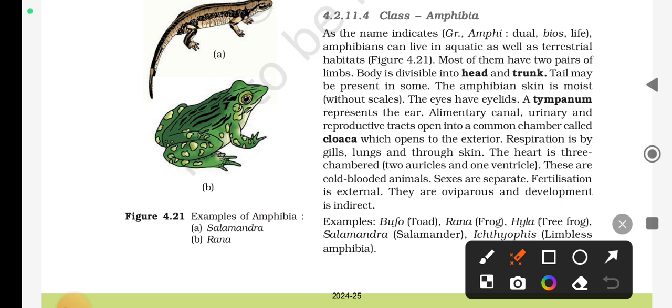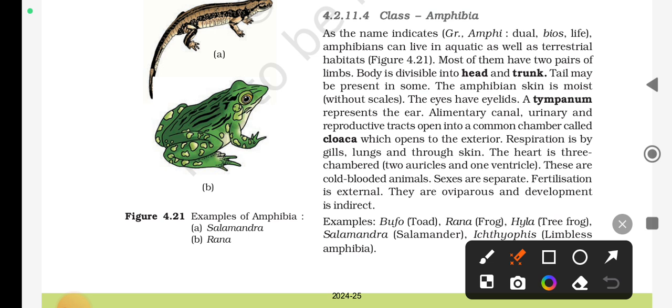The heart is three-chambered. Fishes have a two-chambered heart. Amphibians have a three-chambered heart. They are again cold-blooded, that means poikilothermal. They don't have constant body temperature. Sexes are separate. Fertilization is external. They are oviparous. You know what oviparous is? They lay eggs. And development is indirect. What is the meaning of indirect? I told you, that means they have a larval stage. Examples you can see here: frog, salamander, all examples of amphibians.